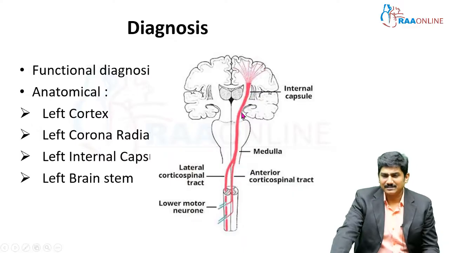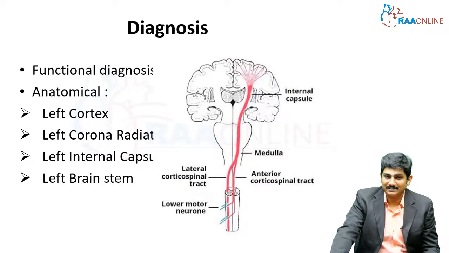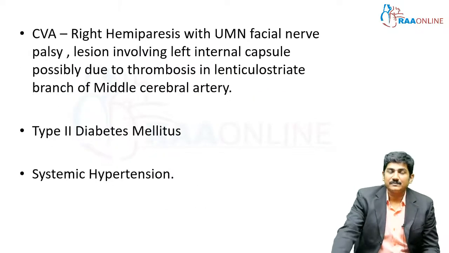Could this be in the brainstem? If this is in the brainstem, there are brainstem nuclei, so those should have been affected. But it is clearly mentioned that no other cranial nerves were affected. So brainstem is less likely, right? So we have a cerebrovascular accident patient with right hemiparesis with upper motor neuron type of facial nerve palsy, with a lesion involving the left internal capsule, possibly due to thrombosis.